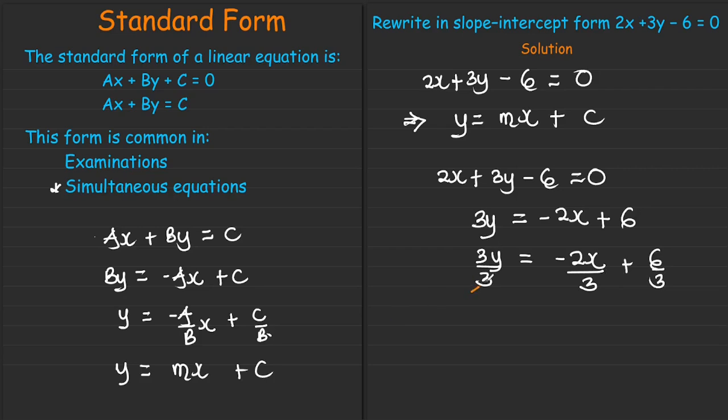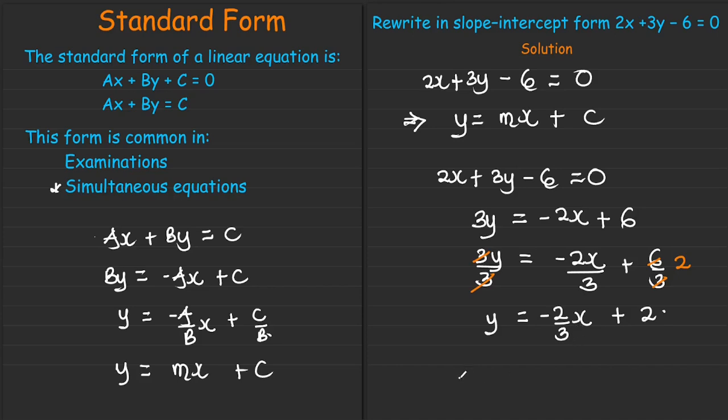So simplifying, we have the 3 cancelling out the 3, and this 3 dividing 6 twice. So what do we have left? We have y being equal to, for this, we can rewrite it as negative 2 over 3 with an x, then plus our 2.